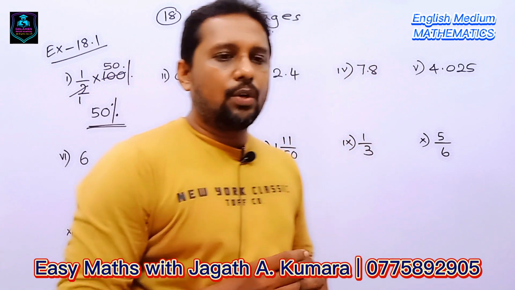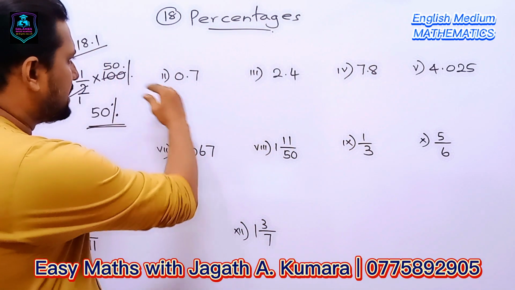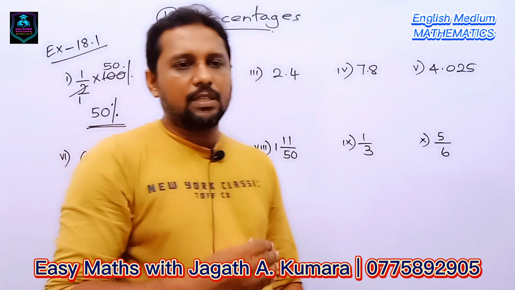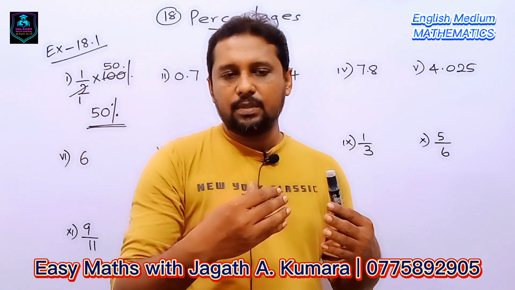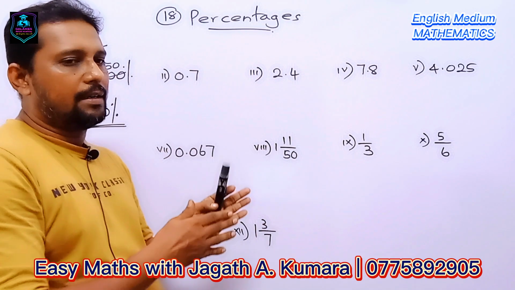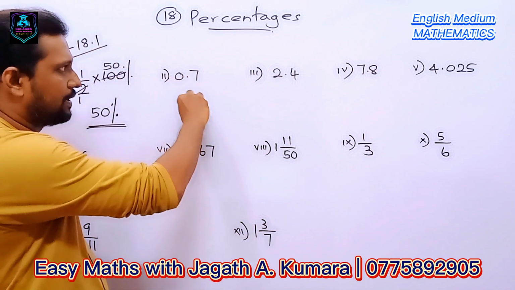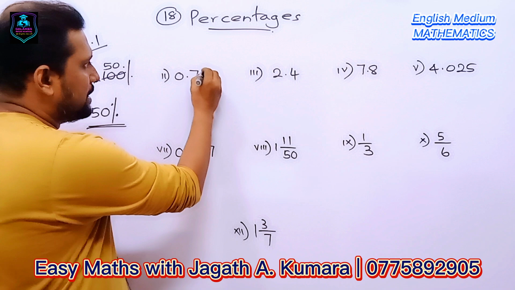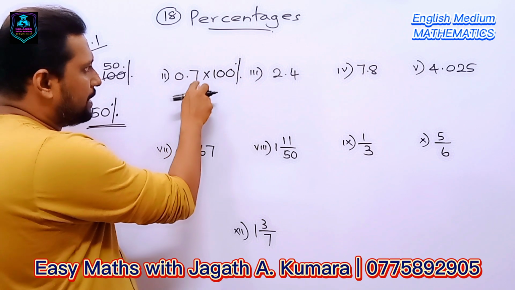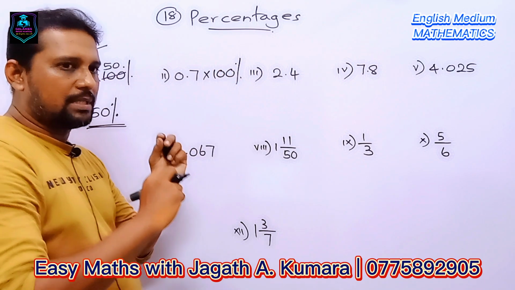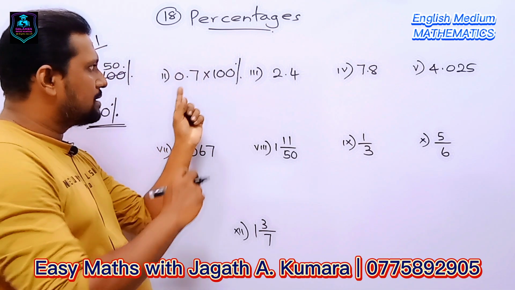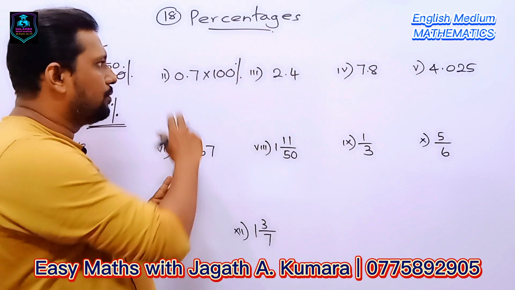Second one given is 0.7. You have to convert 0.7 into a percentage. If you want to convert a fraction or decimal value into a percentage, you have to multiply it by 100%. So 0.7 multiplied by 100. 100 has two zeros, so the decimal point you have to take two places to your right hand side when you multiply by 100.